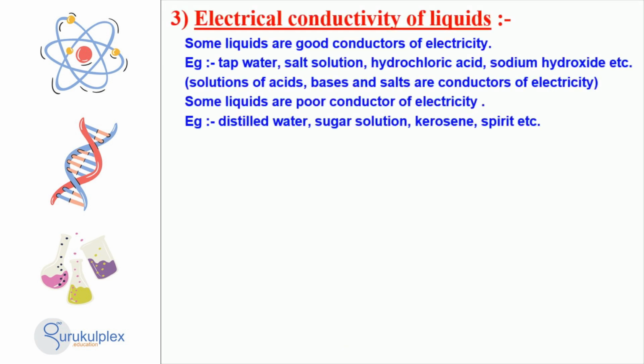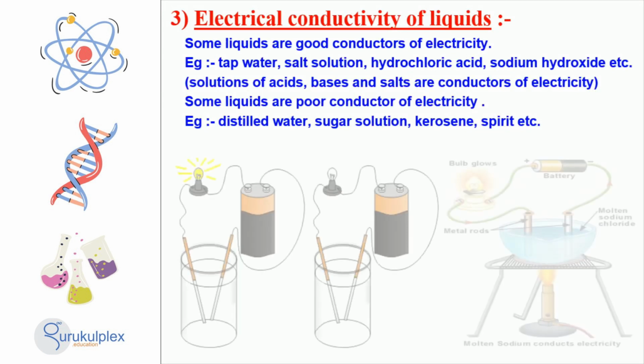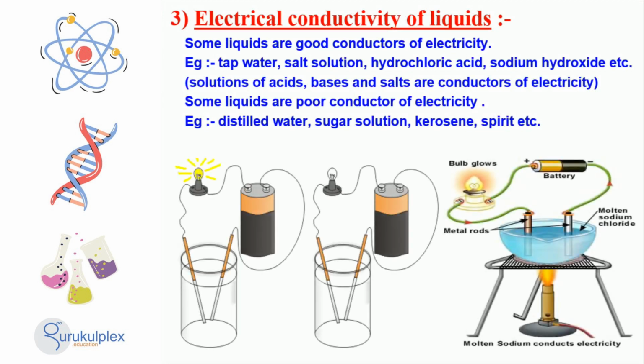Electricity has an effect on various liquids, some of which serve as excellent electrical conductors and some of which are poor conductors. Tap water, salt solutions, hydrochloric acid and sodium hydroxide are some good conductors, while distilled water, sugar solutions, kerosene, and spirit are poor conductors. Electrolysis is the process used to examine and observe this phenomenon.